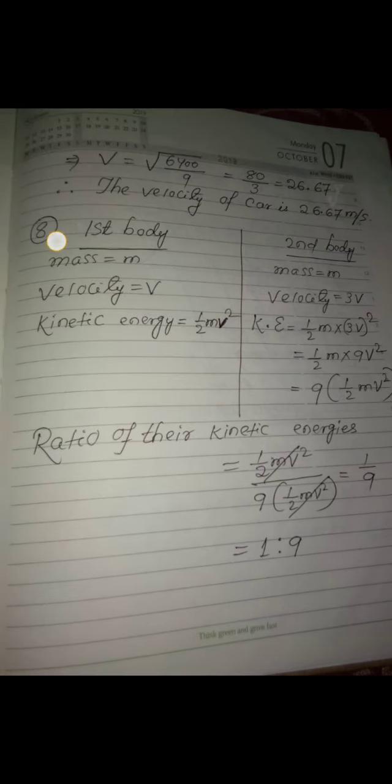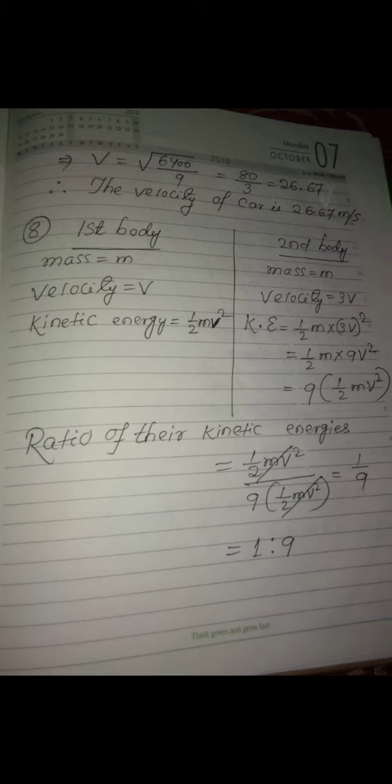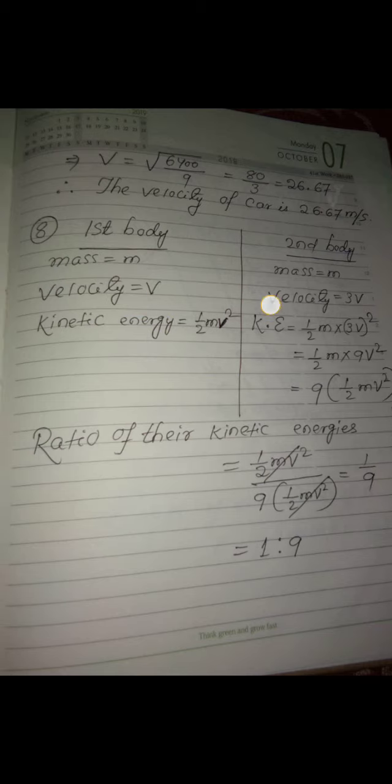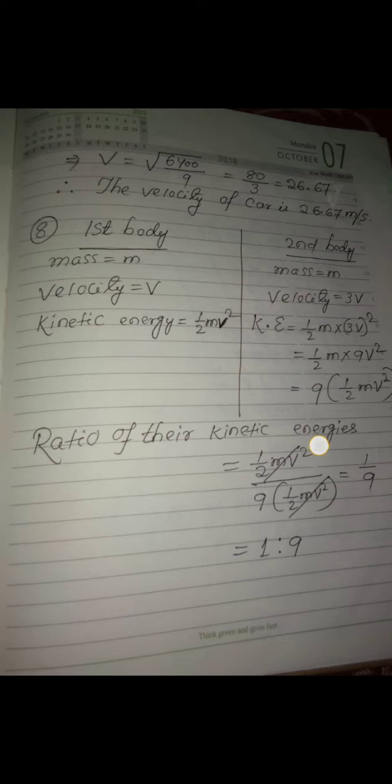Two bodies of equal masses move with uniform velocities v and 3v respectively. Find the ratio of their kinetic energy. Remember, the first body mass and second body mass are the same, but the first body velocity is v and second body velocity is 3v. Then what is being asked? Ratio of their kinetic energy. Now case 1, first body, case 2, second body.